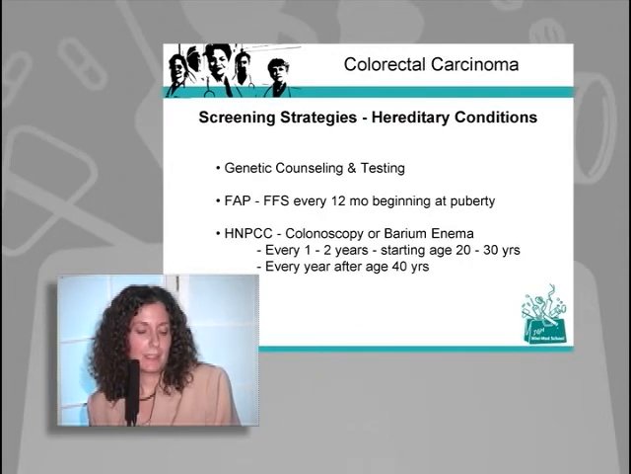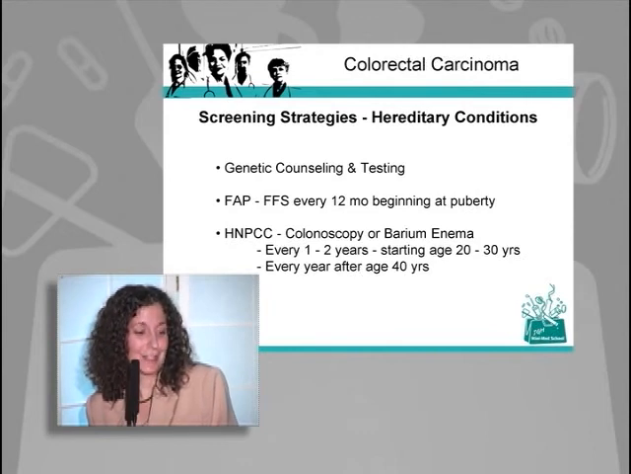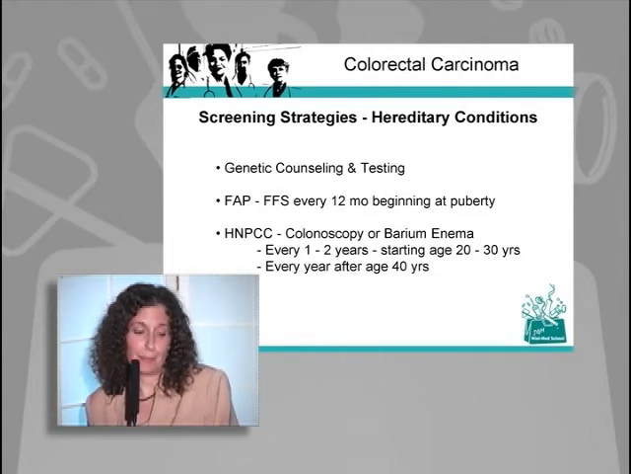For the hereditary conditions, we talk about genetic counseling and testing for these individuals. For FAP, we talk about starting with a flexible sigmoidoscopy at the age of 12, and once polyps are found, then surgery is recommended. And for HNPCC, we start with either colonoscopy or barium enema every 1 to 2 years.